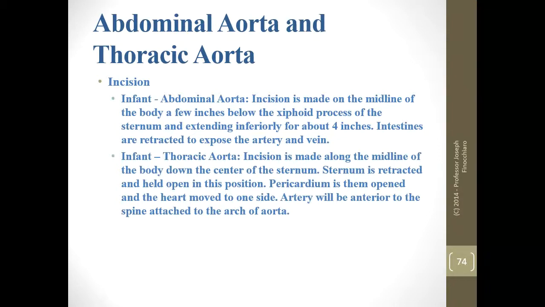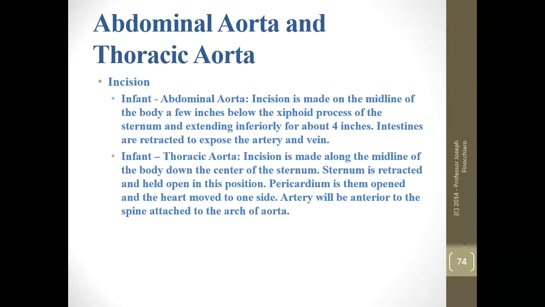So it tells you the incisions. Know these cold. On the infant, the abdominal aorta incision is made on the midline of the body, a few inches below the xiphoid process of the sternum, the bottom bony projecting part of the sternum, and extends inferiorly for about 4 inches.